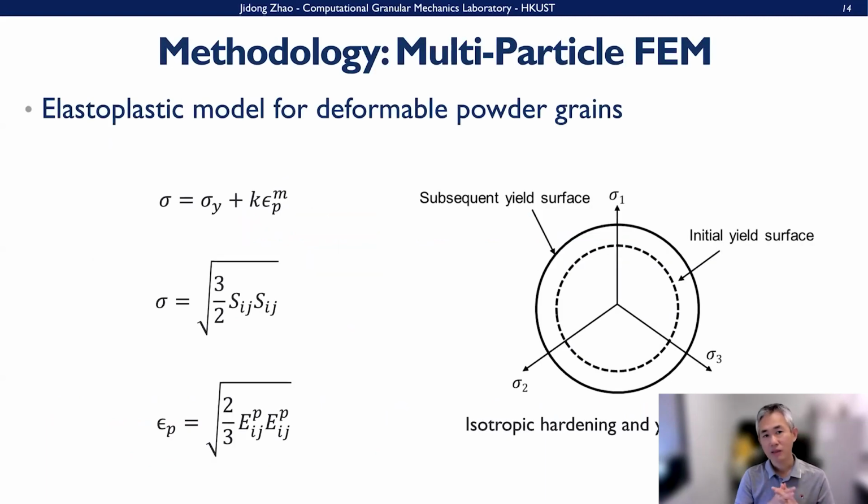And so the method itself follows a very standard FEM approach, where we assume a relatively simple elastoplastic model for each individual deformable powder, for example, isotropic hardening and a yield surface model, and then use it at the Gaussian integration point of each mesh in FEM here.